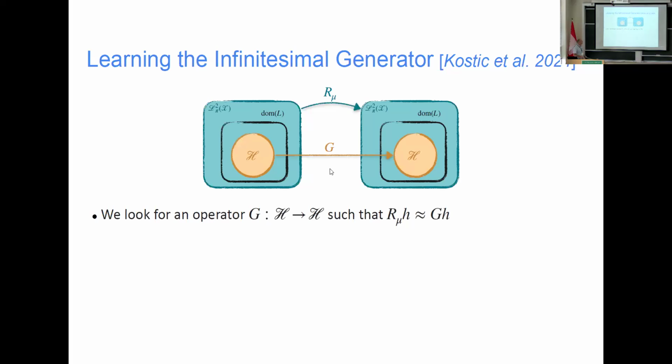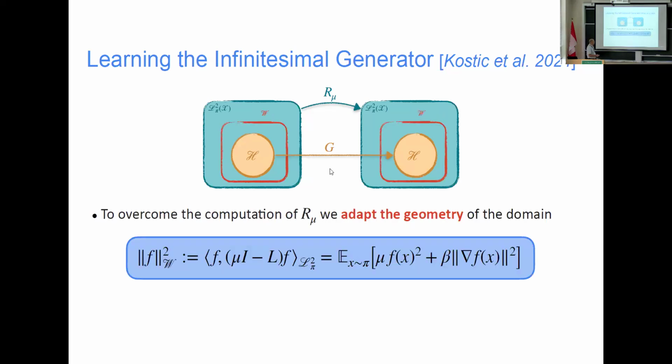So I choose a working space, my reproducing kernel Hilbert space, and then however, I modify the norm. So instead of measuring norms with respect to L2 of pi, I measure it with respect to this space W, which is a kind of Sobolev space where the square norm is defined, right? So mu is some parameter, and beta is the inverse temperature of the process.